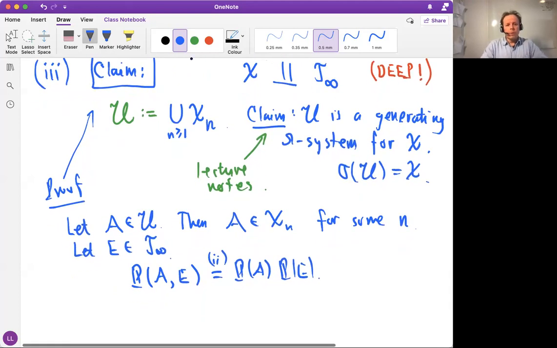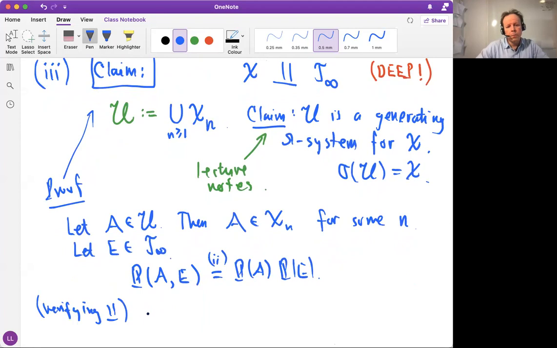So we again remember this result about verifying independence. We use that proposition to conclude that we have two pi systems, U and, well, T_infinity is a sigma algebra, so it is trivially a pi system. So we have two pi systems where we have things factorizing, so then the sigma algebras generated by these pi systems are independent.